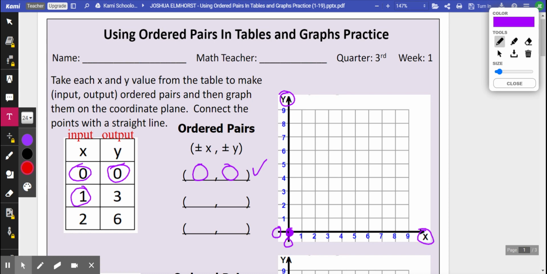The second point would be when x is 1, y is 3. So we're going to go when x is 1, then we're going to go up to y is 3. We graph that point. And then when x is 2, we're going to graph x is 2 first, then we go to the y, and y is 6. We're going to go x is 2 on the x-axis, then we're going to go up to 6. And what we're going to notice here is we're going to connect these points with a straight line.